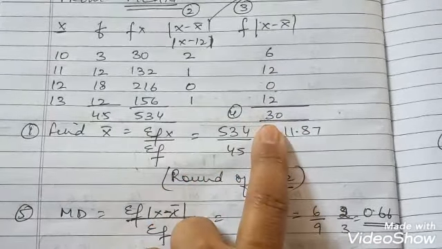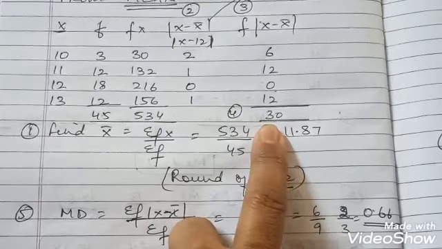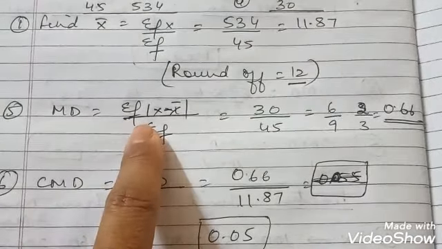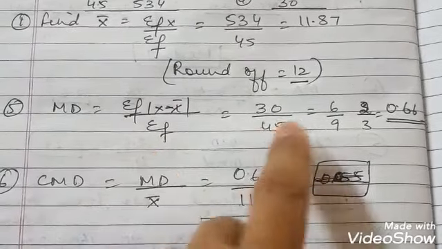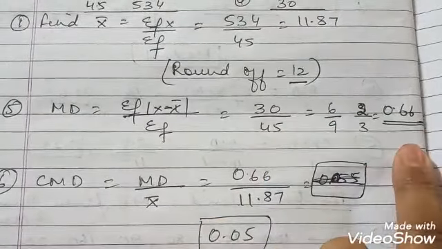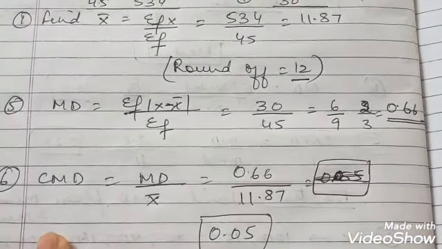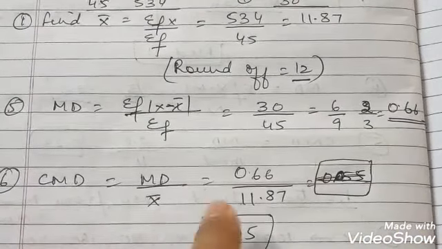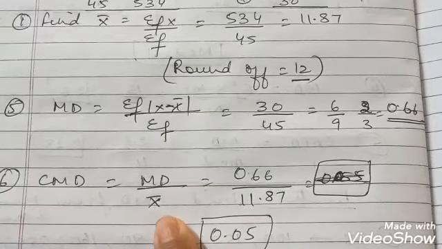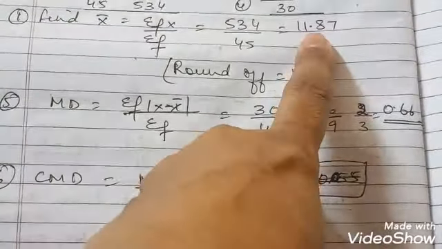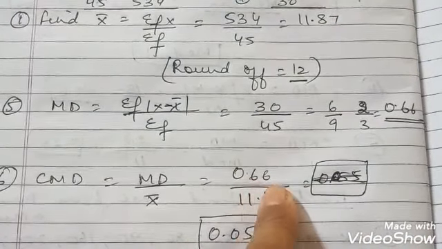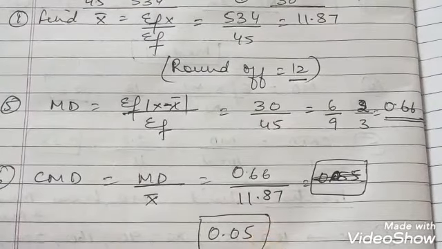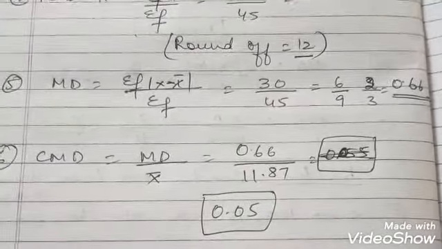Now you take a total of this, that is the summation of f into modulus of x minus x bar. Then you apply the formula, sigma f into modulus of x minus x bar upon sigma f. So 30 upon 45, you get 0.66. Then if you are asked to find coefficient of mean deviation, it is mean deviation upon actual mean. See, actual mean is 11.87. We took 12 for convenience. So you divide 0.66 by 11.87, and you get your answer as 0.05.